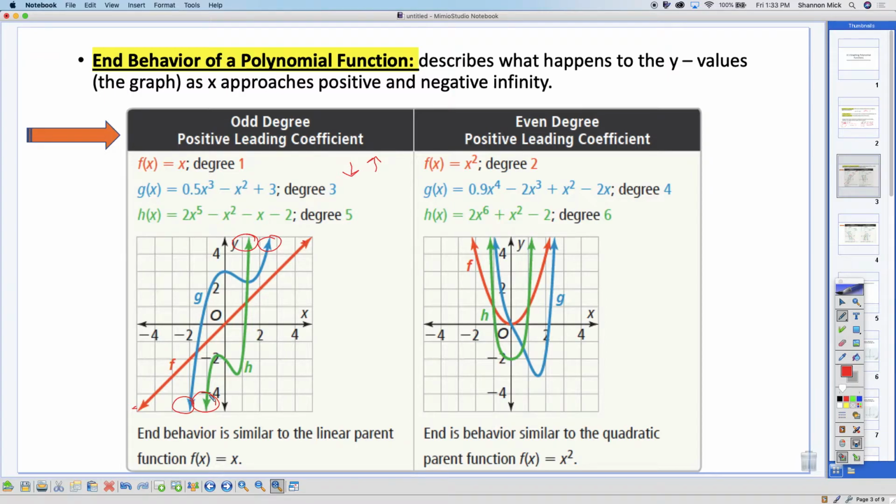What do evens do? You should know this. A parabola is even, correct? So it starts and stops in the same direction. If the degree is even and the leading coefficient is positive, it is going to be up, up.